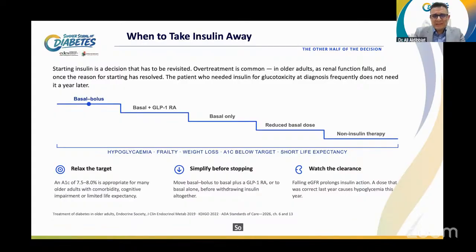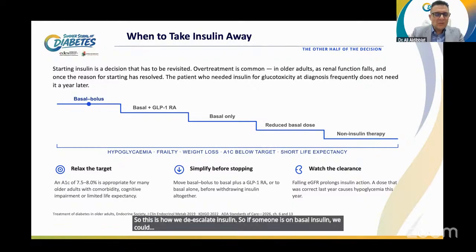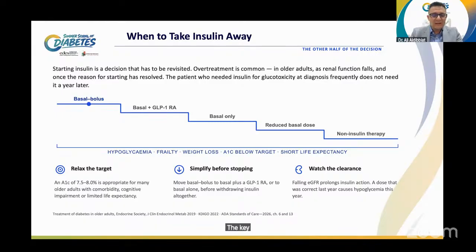So this is how we de-escalate insulin. If someone is on basal-bolus insulin, we could stop the bolus insulin and introduce the GLP-1 treatment with it. If someone is on basal insulin alone, we could reduce the basal dose and introduce other non-insulin therapies. The key driving factor here is to avoid hypoglycemia.